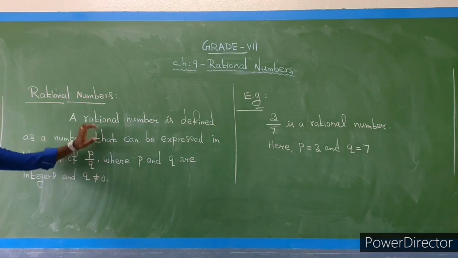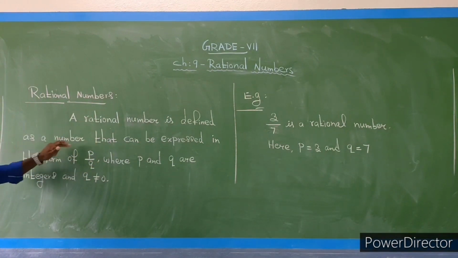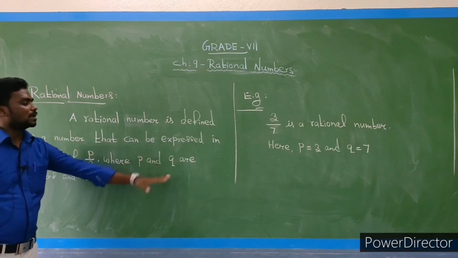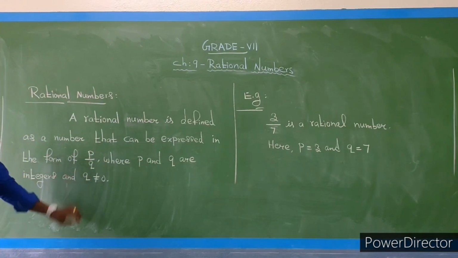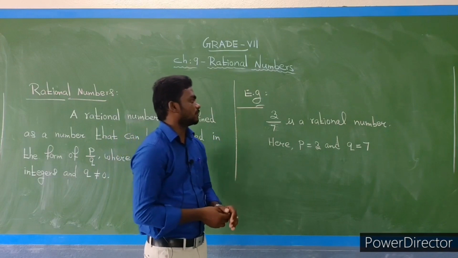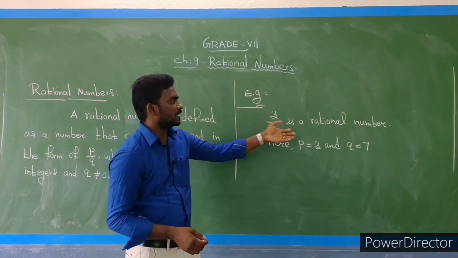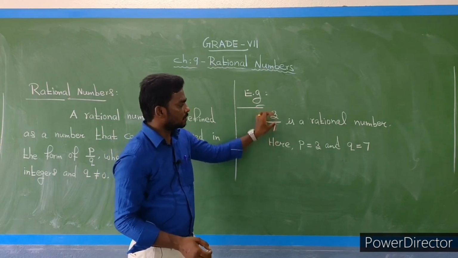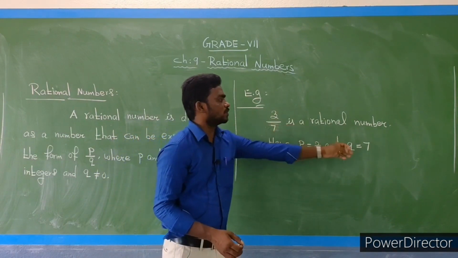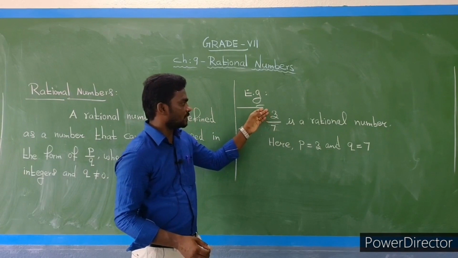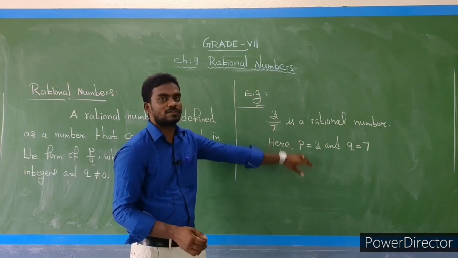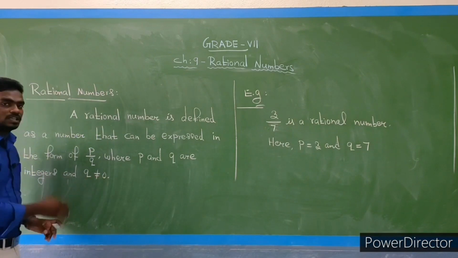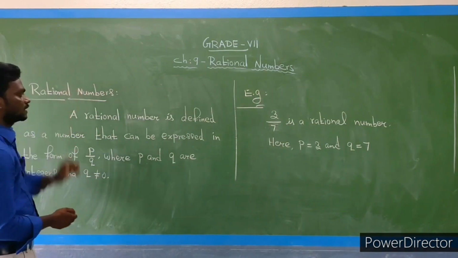A rational number is defined as a number that can be expressed in the form of p by q, where p and q are integers and q is not equal to 0. 3 by 7 is a rational number, because it is in the form of p by q. Here p is 3 and q is 7. That means the numerator is 3 and the denominator is 7. What is the important condition? The denominator not equal to 0 is the important condition for rational numbers.